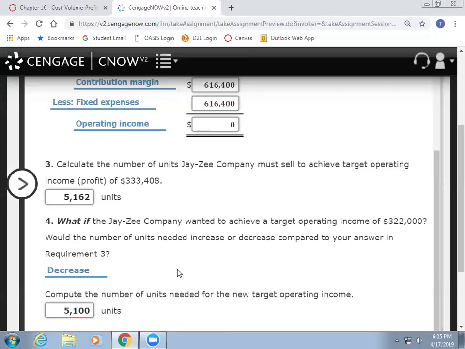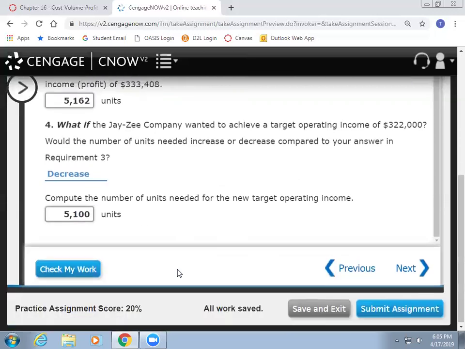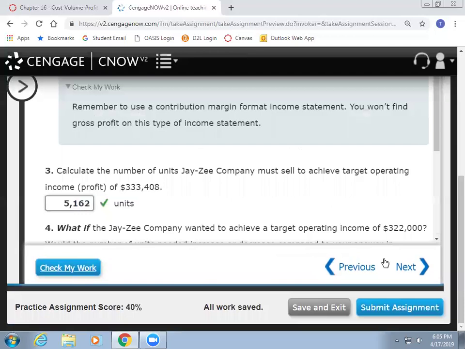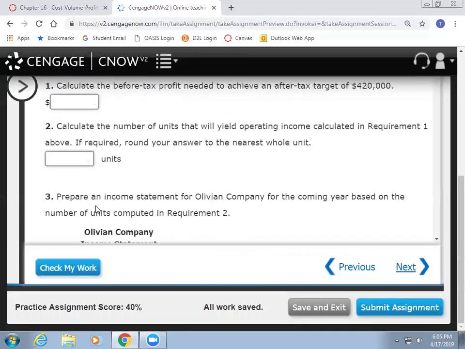So that one showed us both break-even point as well as calculating sales for a target income. Any questions on that one? All right. On to the third one.